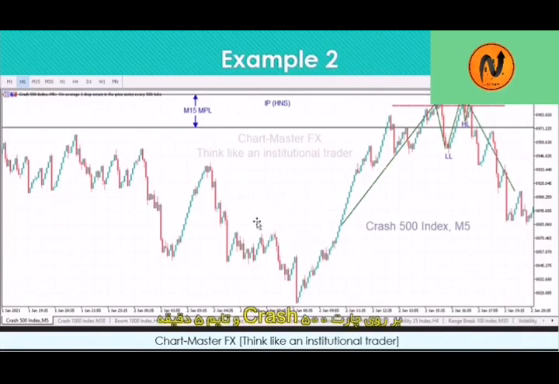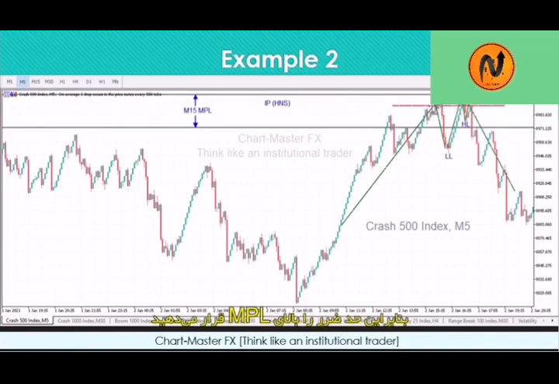On example number 2, guys, we are on Crash 500 index on M5. As you can see, we have our MPL here of M15. Once you identify your MPL in M15, you go to your trading time frame, which is M5, a time frame just below that one. Then you wait for an impactful pattern. In this case, guys, this was a head and shoulder that occurred here.